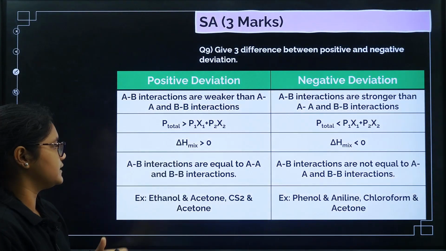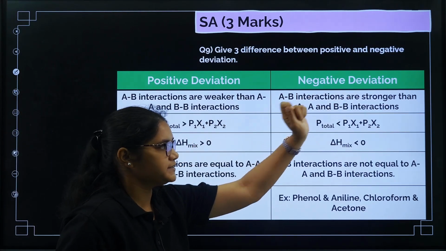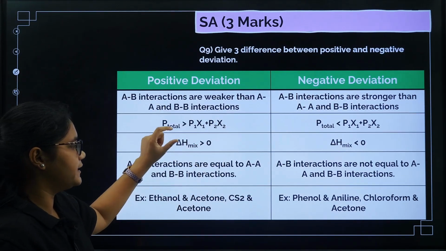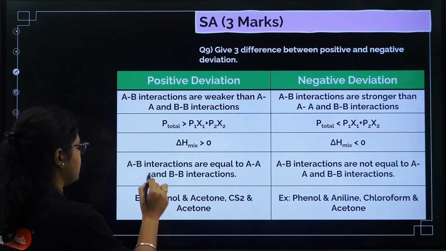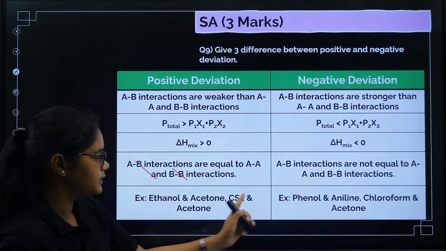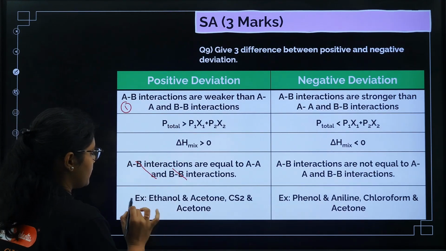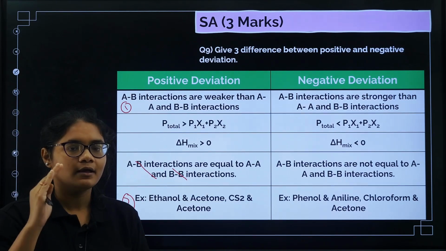Next one, similarly, positive and negative deviation. These are the points you can see. AB interactions are weaker, AB interactions are stronger. Total pressure is higher, total pressure is lower. Delta H mix is greater than 0, less than 0. This point is repeated, so not required. Then example, here also example. So here also you can write any 3 points, but remember the example has to be there. The example point should be mandatory.